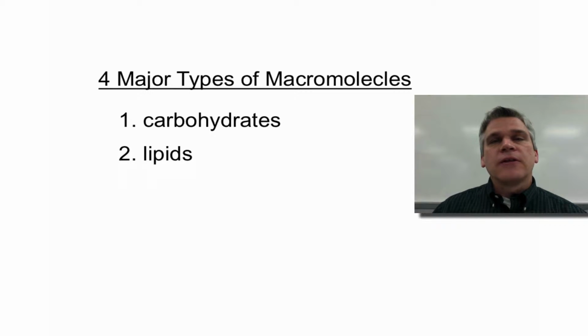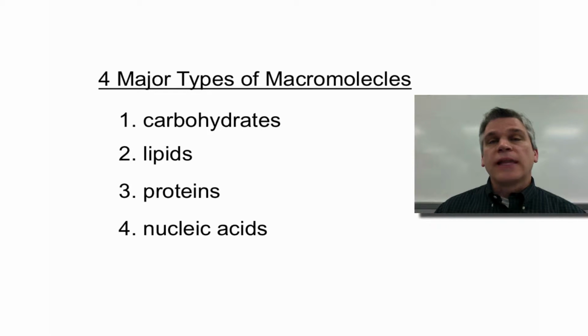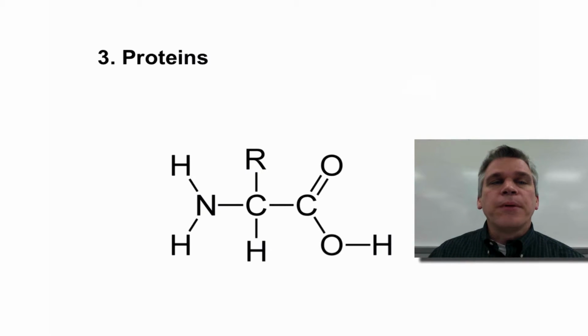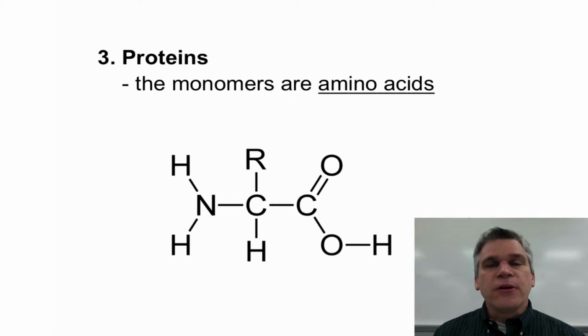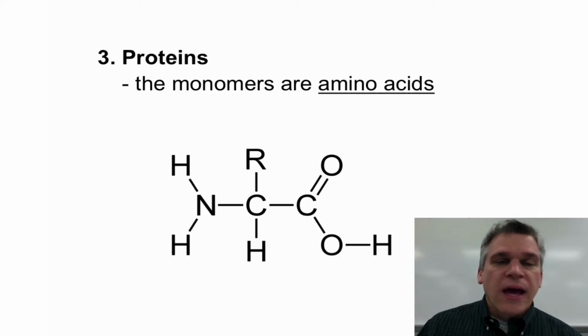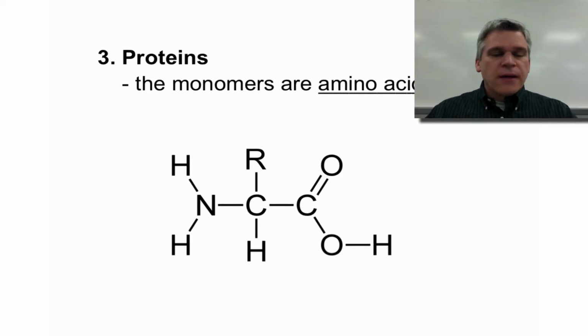Today we're going to take a look at the third type, proteins, and then nucleic acids. So let's get started, shall we? For proteins, the building blocks are called amino acids. And here we can see an amino acid on our screen. It's called an amino acid because it has certain features to them. And we're going to take a look at these.